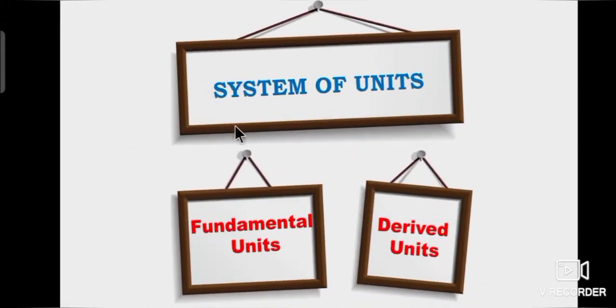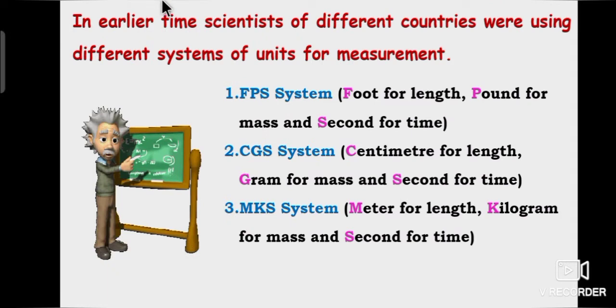Now we are going to study about system of units. What is a system of units? Fundamental units and derived units together are called a system of units. In earlier times, scientists of different countries were using different systems of units for measurement. Yes, the FPS system, CGS system and MKS system were used in earlier times.